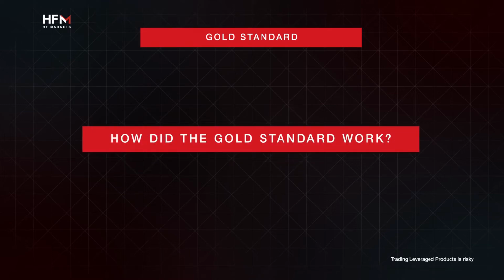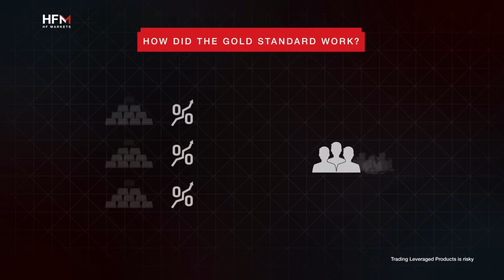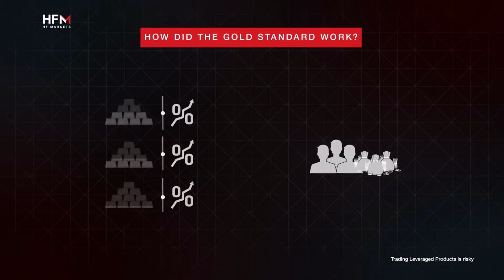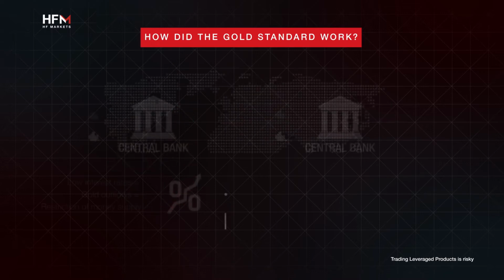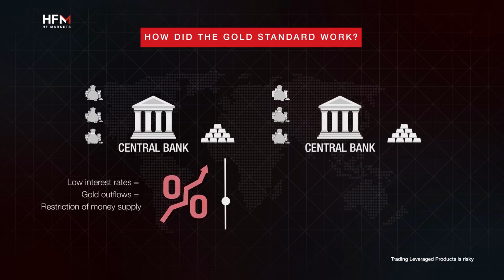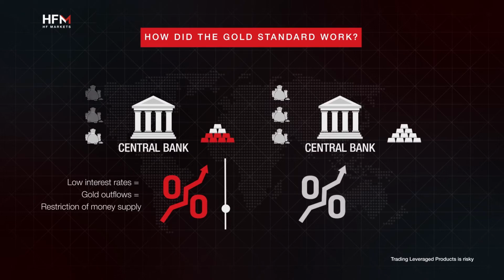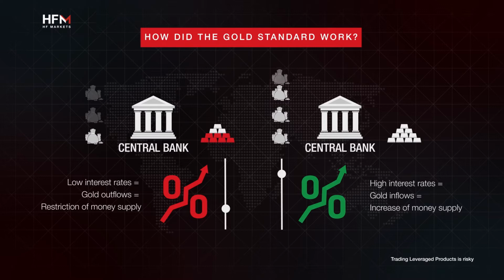So how did the gold standard work? The simple idea was that gold flows moved where the interest rate was higher, given that investors sought to gain as much as they could. This meant that when the interest rate is lower, large amounts of gold left a country. Outflows of gold meant that money supply had to be restricted. In the opposite case, money supply could be increased when a country experienced gold inflows.